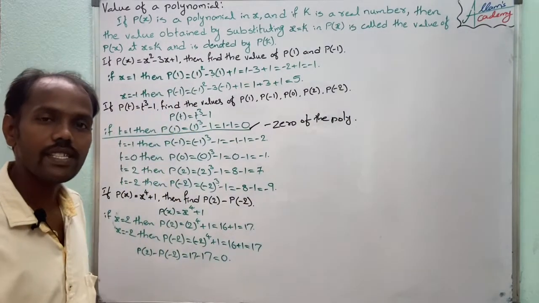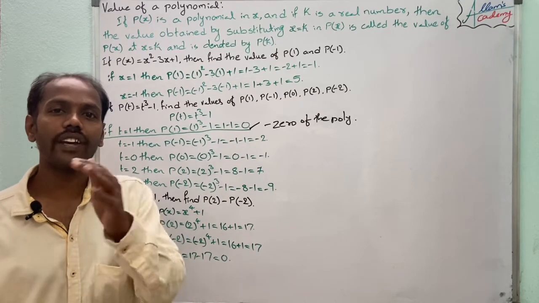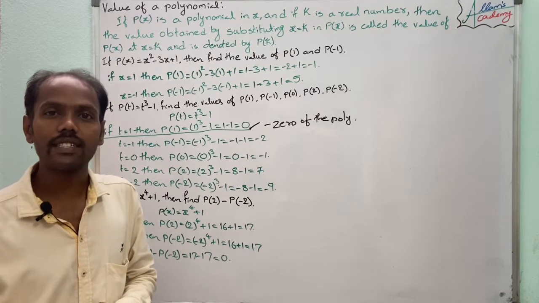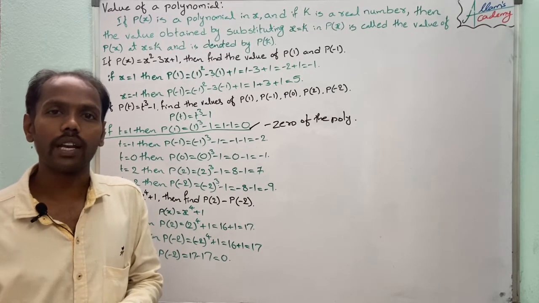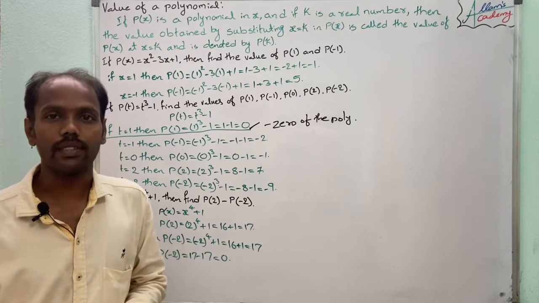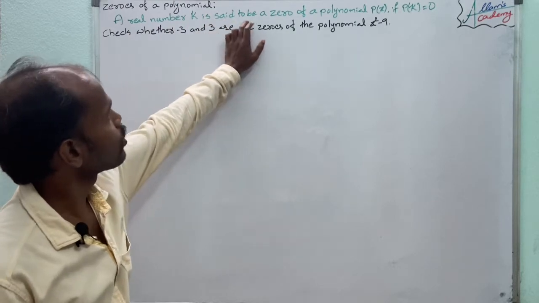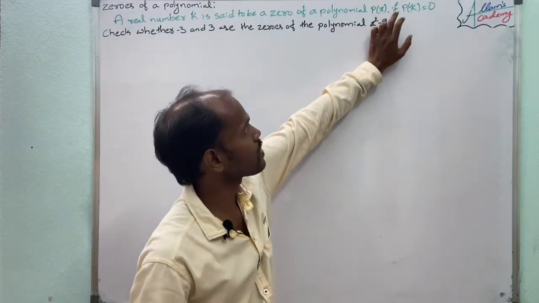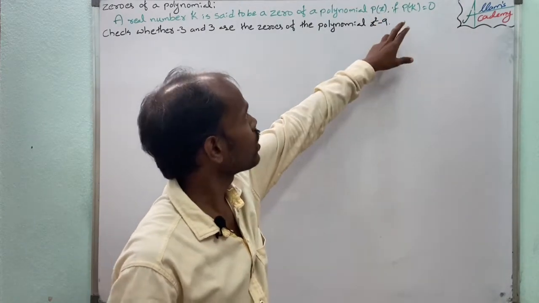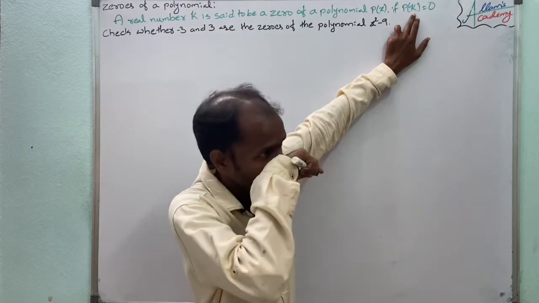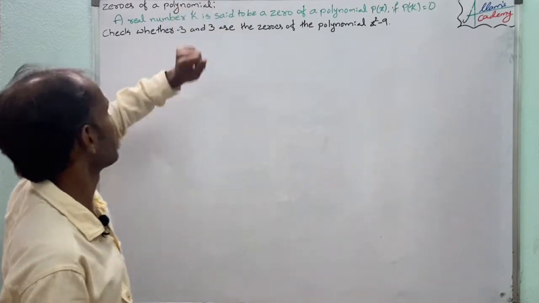Okay, now we are seeing the zero of the polynomial, how we find the zeros of the polynomial, and checking whether the given values are zeros of the polynomial or not. We see zeros of a polynomial. A real number k is said to be a zero of a polynomial p of x if p of k equal to 0. That means when we substitute a value in the polynomial and we get the answer 0, then it is called a zero of a polynomial.